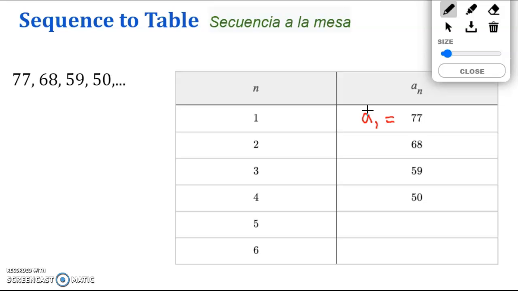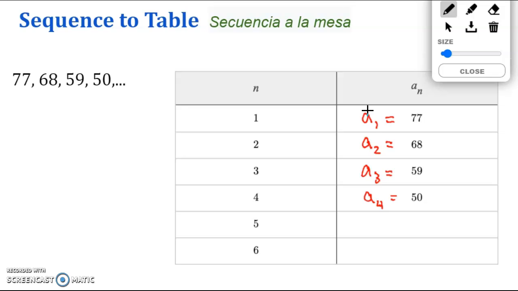In this case, n is 2, so a of 2 or a sub 2 is 68. A sub 3 is 59. A sub 4 is 50. A sub 1 refers to the first term in the sequence. A sub 2 refers to the second term in the sequence, and so on. Okay, so then this is how you figure it out.